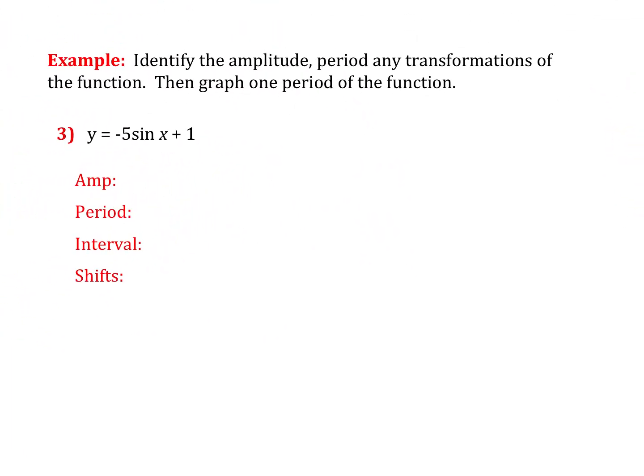All right, next one, we want to identify the same stuff and graph yet again. All right, our amplitude here is 5. We've got a flip going on, so it's going to be an upside down sine function. My b value is technically a 1, so the period is just 2 pi. I could do 2 pi divided by 1, but it's still just 2 pi. The interval would be 2 pi divided by 4, because we have 4 increments. So that's pi over 2. And then my shift is up 1.